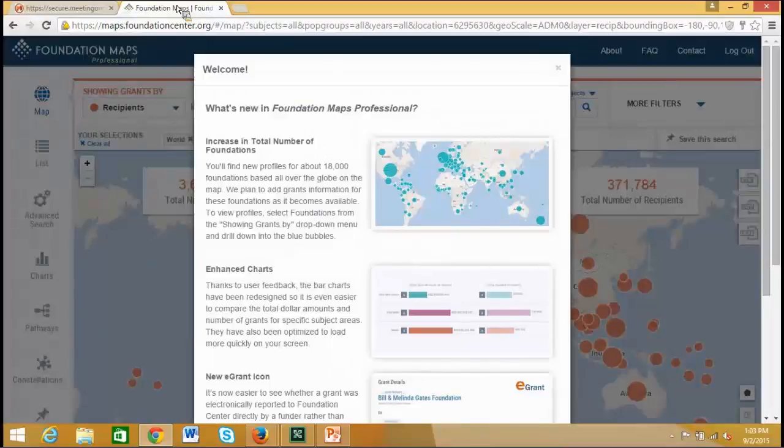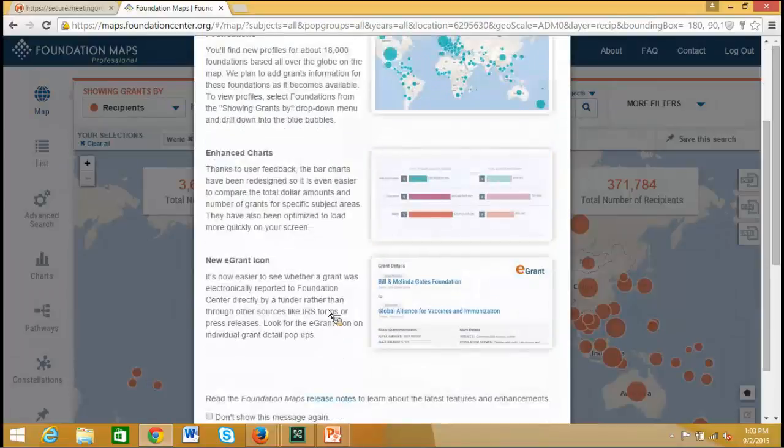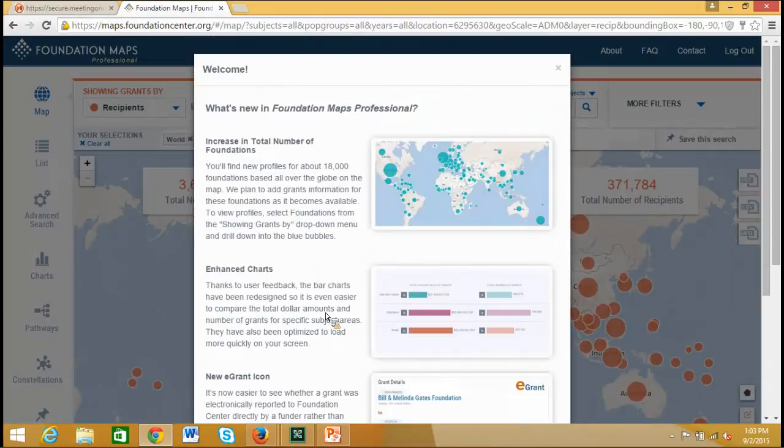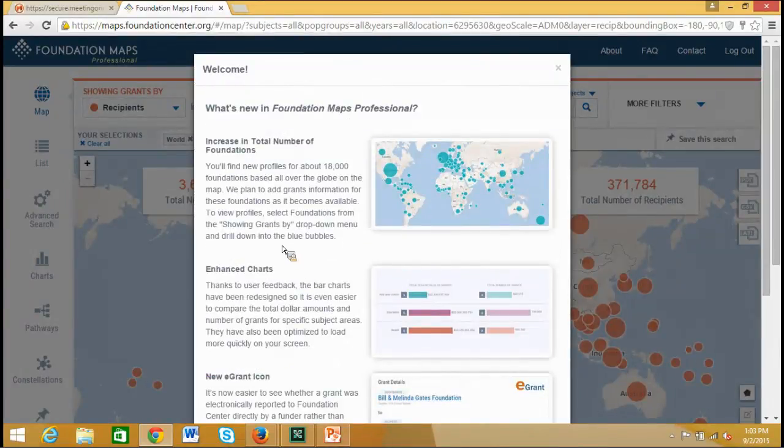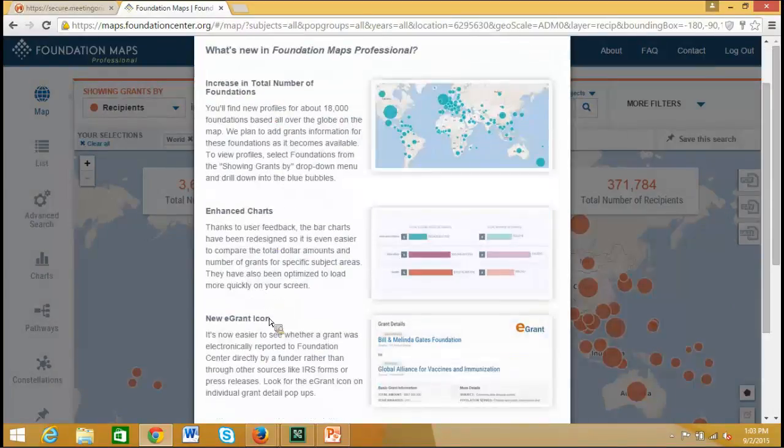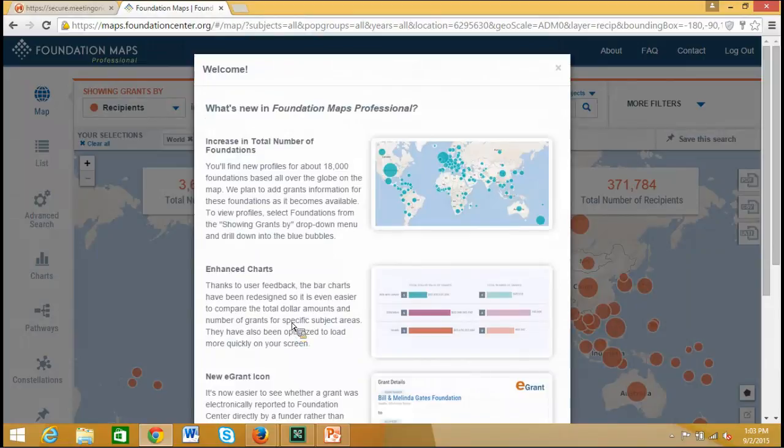The first thing you'll notice when you log into Foundation Maps is that the pop-up screen when you first log in is going to be different than it was before. It's basically going to describe the very things that I'm talking about now. Oh, there's another one too. We'll talk about the eGrant icon in a second also. So this is about the increase in the number of foundations, some of the enhanced charts, and the new eGrant icon. It does not mention FAPs and PRIs because that was actually just added yesterday, so it's hot off the presses.